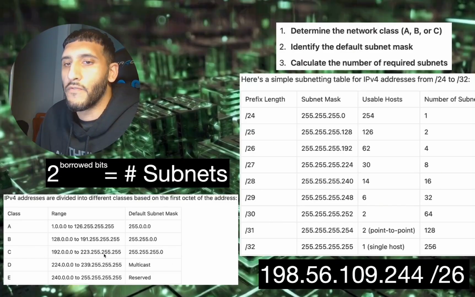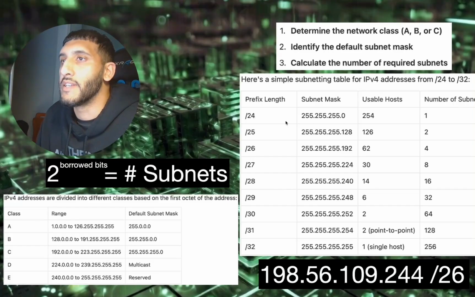And you can see for a class C IP address, the default subnet mask is 255.255.255.0. And if we look here on the subnetting table, we see that 255.255.255.0 is a /24 subnet mask. So to get the subnets for this IP address, we take the default subnet mask for the class that we're in, and we figure out how many bits we need to borrow for our address. Our address is /26. So we'll need to borrow 2 bits from 24 to 26.